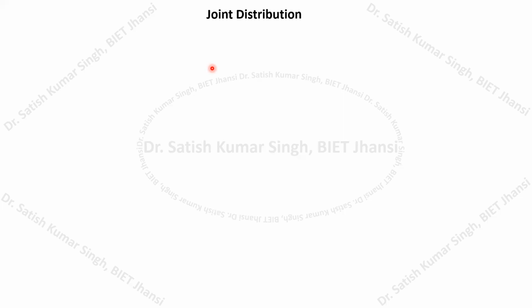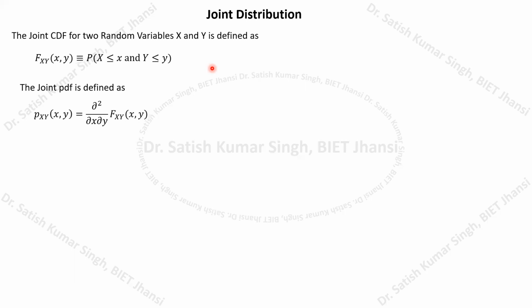So let's see the mathematical definition for the joint cumulative distribution function for two random variables x and y. It is mathematically defined by this particular expression. This joint CDF, F_XY(x, y), will be equal to this particular probability. This represents the probability that the random variable X will be less than or equal to x and the random variable Y will be less than or equal to y. So this is the meaning of your joint cumulative distribution function.